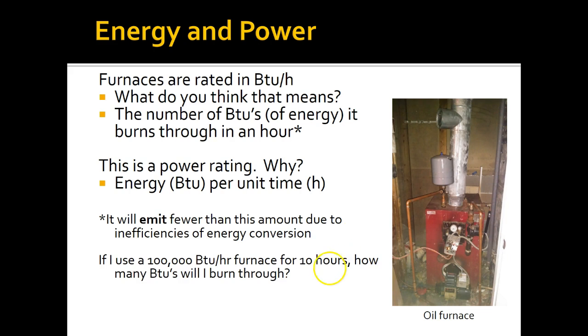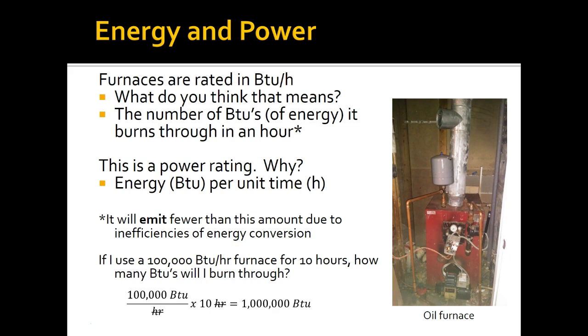All right. So remember that power is energy per unit time, and if you want to start thinking about how much energy you're actually going to use in a furnace, it's actually pretty straightforward. If I'm going to, in this example, use 100,000 BTUs per hour for 10 hours, how many BTUs will I burn through? All you have to do is multiply the two together.